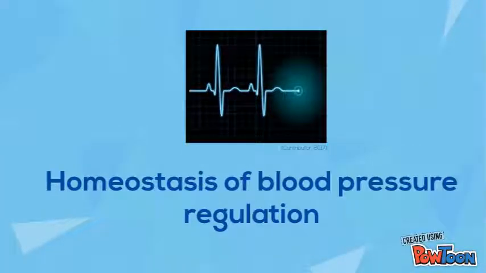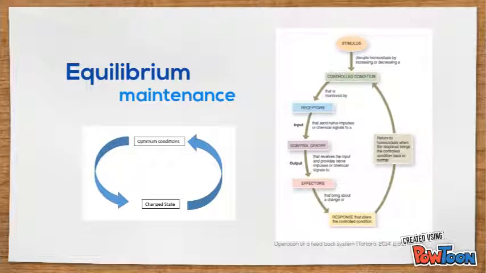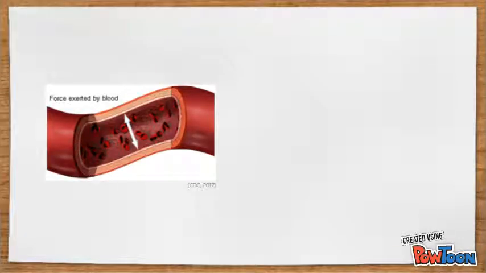Let's start with homeostasis. This is the body's ability to maintain equilibrium between all of its various regulatory processes within the body, overcoming constant changes within and outside the body via feedback loops. Blood pressure homeostasis is the process we are going to discuss now. Blood pressure is the force exerted by systemic blood flow on the walls of the vessels.